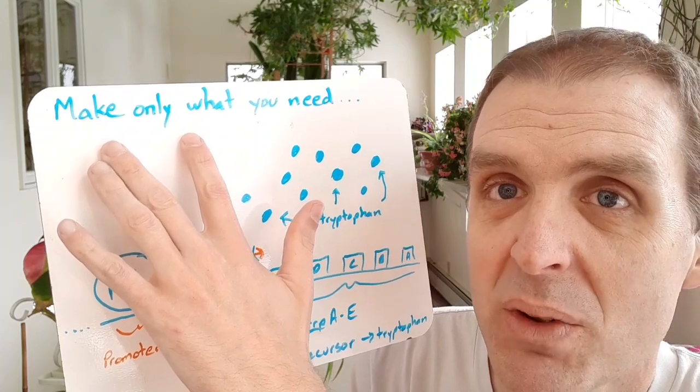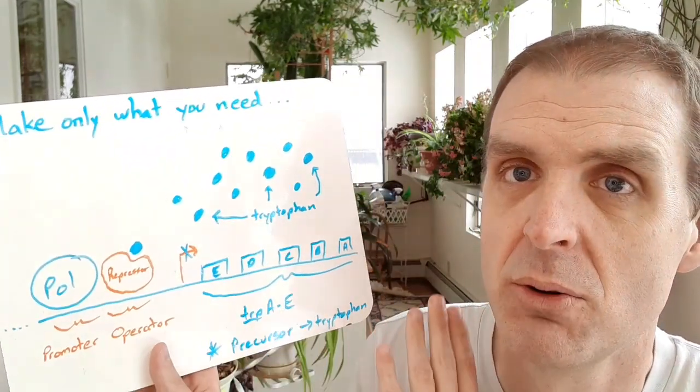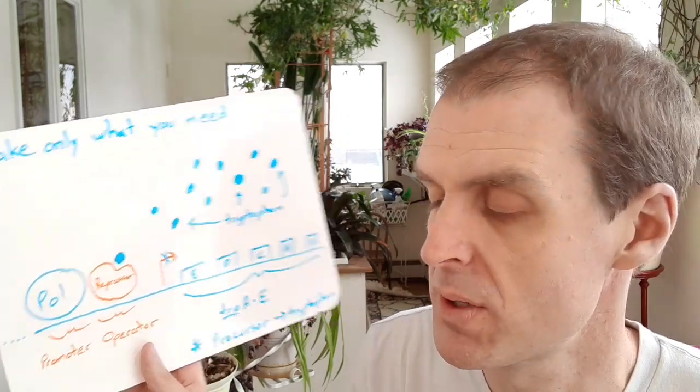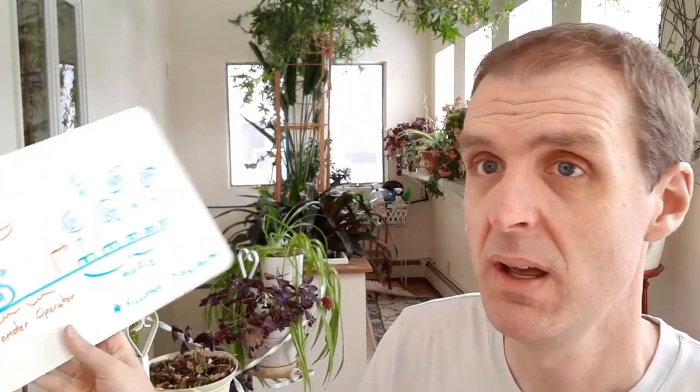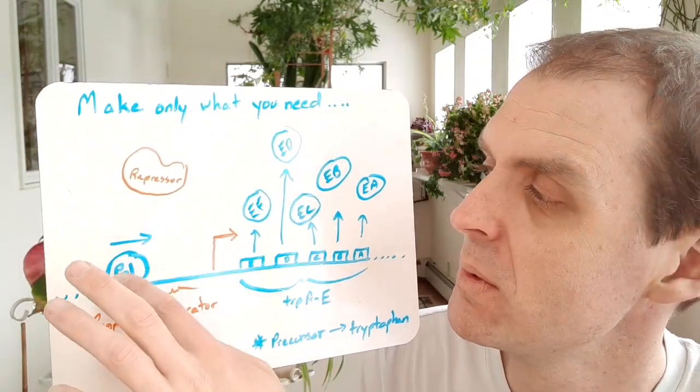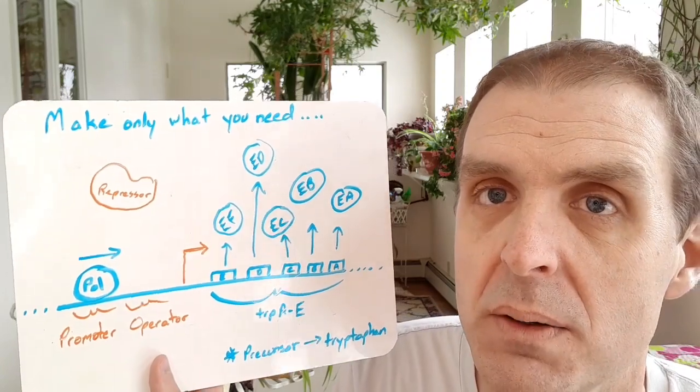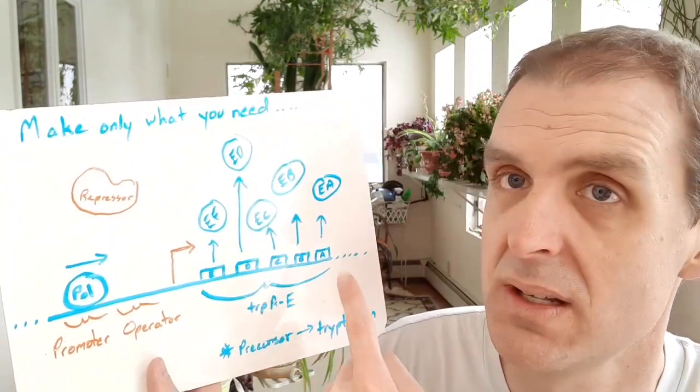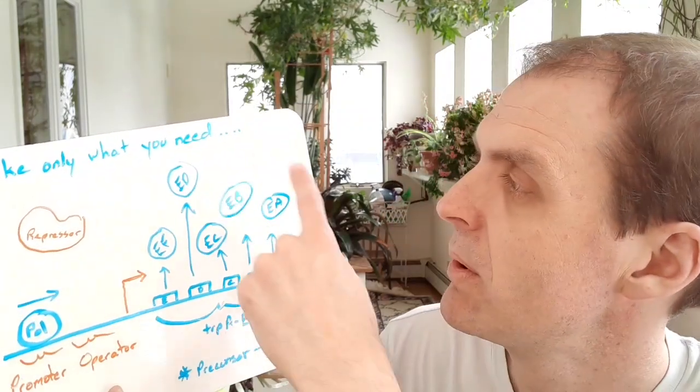So to summarize, make only what you need. If we have tryptophan, don't make all those enzymes so that you can make more tryptophan. If you don't have tryptophan, then get that repressor out of the way, and you will get the polymerase to scroll through and transcribe all of those genes, and the mRNA will be made into the proteins for all of these enzymes in the tryptophan pathway. So that's an example of where a cell would need to make more of a particular molecule and wants to turn on the expression of the genes that could make that molecule.